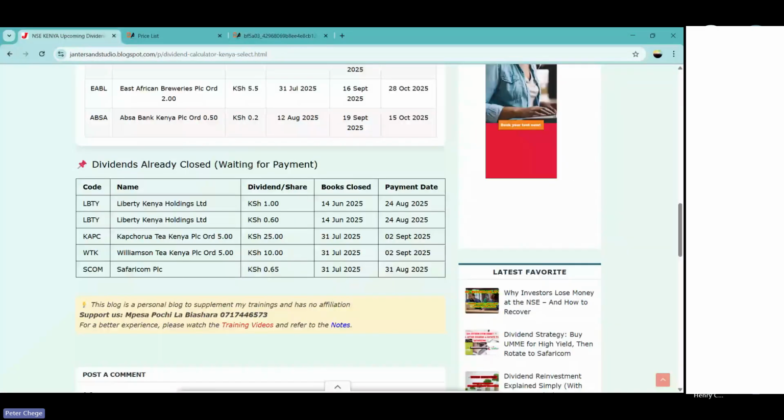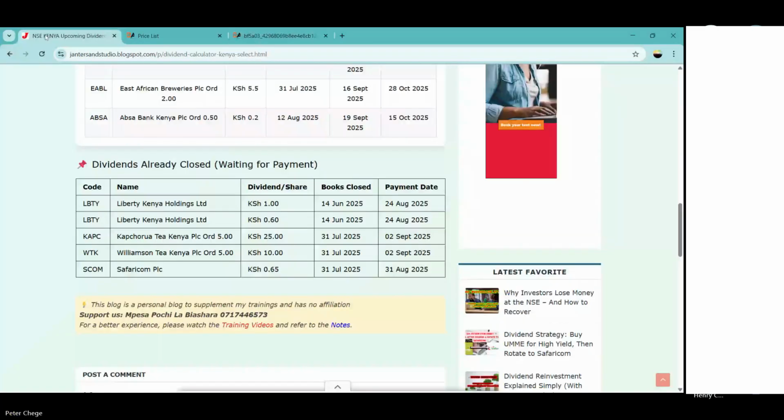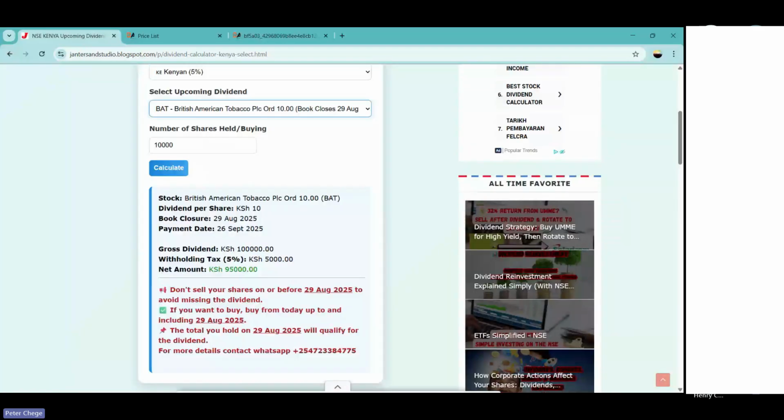So it is this data and the corporate action. You can see KCB, EABL, all those shares. Safaricom, you can see book closure was 31st July, so it has already closed. If you are interpreting this from the NSE price list, you need to know what book closure means and what payment day means. If I want to reinvest this dividend for Safaricom, payment day is on 31st August. So which share has declared book closure after 31st August? Now you start looking at each and every stock. However, the calculator makes it simple for you. When you select Safaricom and click calculate, it will give you this.